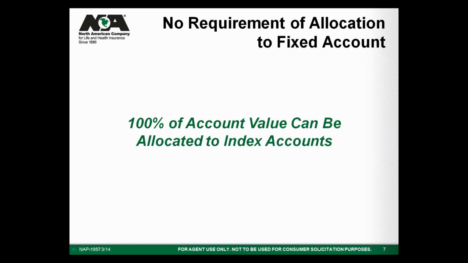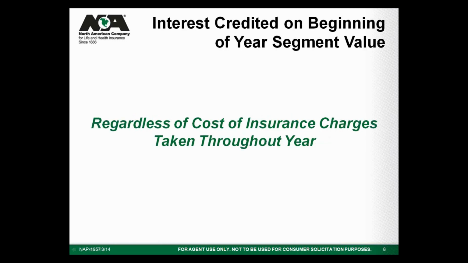So as I said there, no requirement of allocation of fixed account. 100% can be credited to the indexed account, which, like I said, has all your money doing what you want, what your client wants it to be doing. So interest is credited on the beginning of the year segment value, regardless of cost of insurance charges taken throughout the year. So we're going to credit it before we take out the charges.